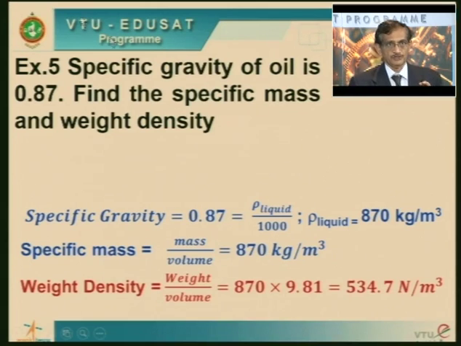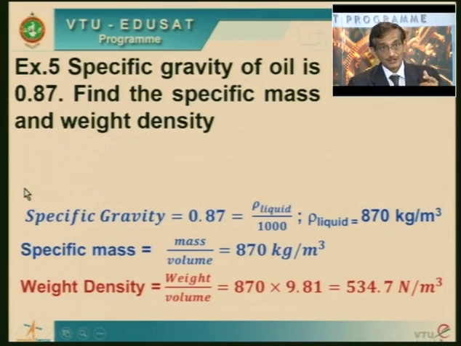Let us take one more question. The statement is very simple. Specific gravity of oil is 0.87. In the previous case, density was directly given to you. This time he is giving you specific gravity, correct. Find the specific mass, which is nothing but density, and weight density. So, he is asking you to find the specific mass per unit volume and weight density, weight per unit volume, that is weight density, okay, specific weight.